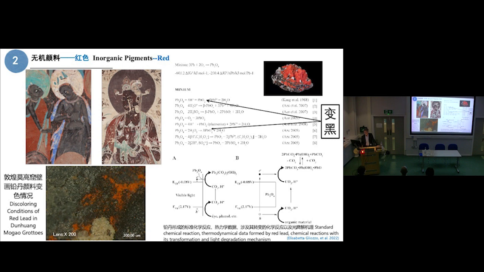So now we made a research, trying to look for the reason and the mechanism of how red lead changes into black. We have different factors, different influences. One is biological influences. Another is maybe light and temperature. Another is maybe sunlight can change the red lead into the black.